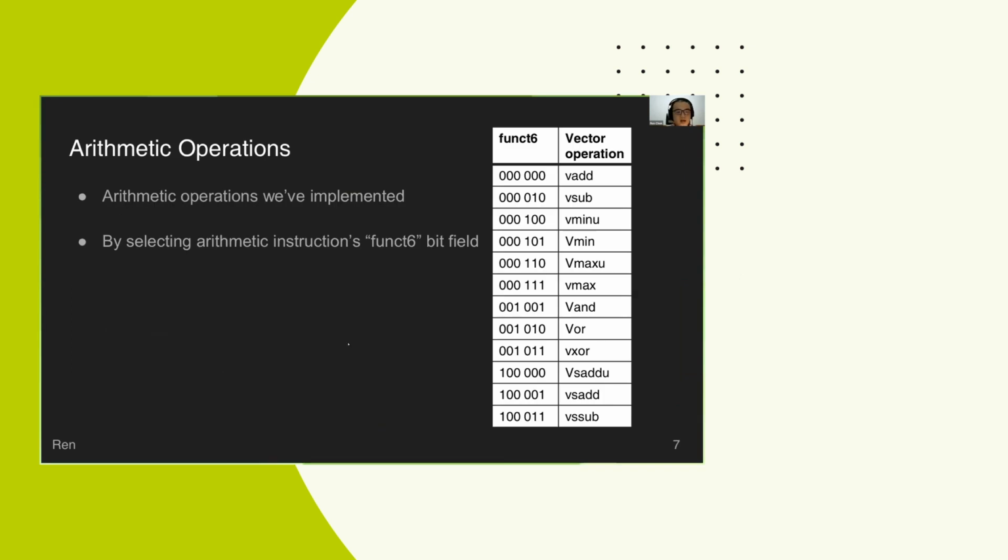Yeah, and then there are 12 arithmetic instructions being supported, just by selecting the correct bit field, by feeding the correct bits in the bit field funct6. About the addition, subtraction, and also the saturating addition and subtraction, those will also work in our vector processor. And next slide, please.